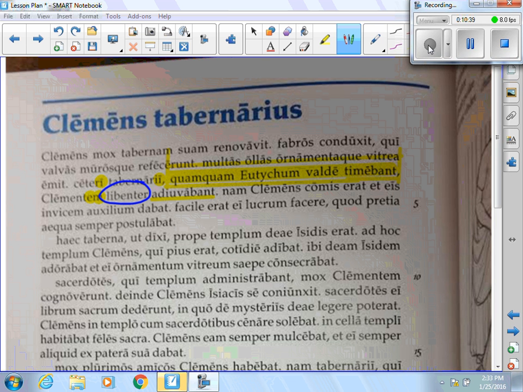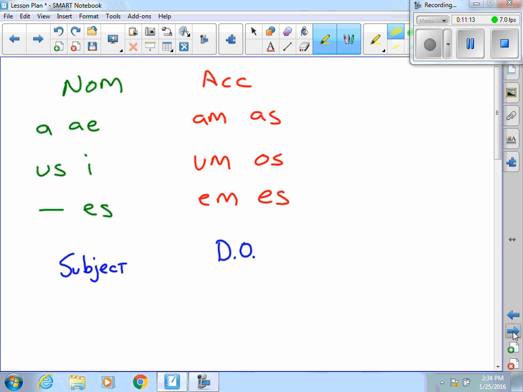Once I've completed the main clause, now I can go back to that interrupter. When I get to that interrupter, quam, utichum, walde temebant, I'm going to do the same thing I did in the main clause. I'm going to look for a subject, a verb, and a direct object. Quam does have that am. Again, my vocab has to come here. It means although. It is going to be a direct object because it is accusative.